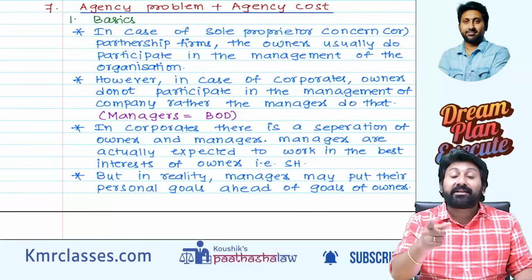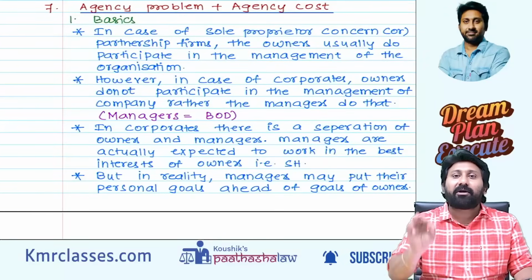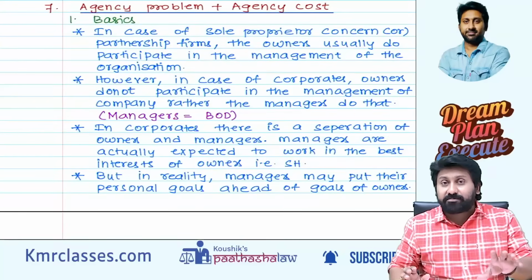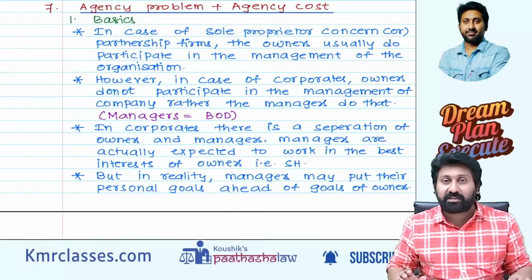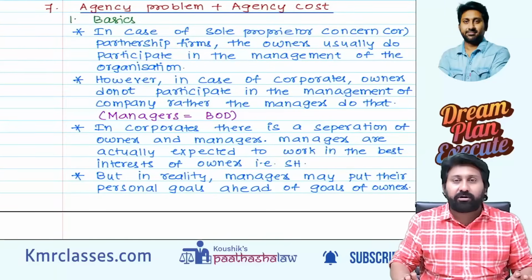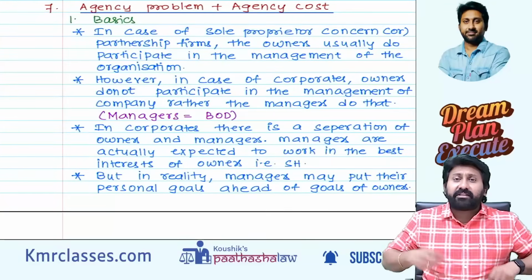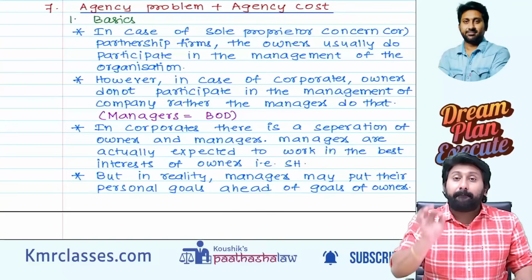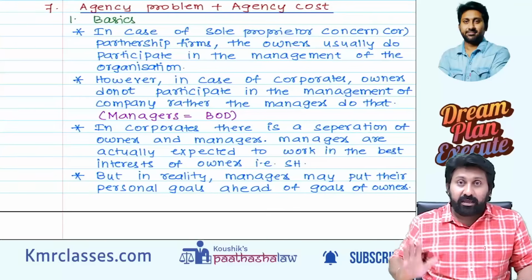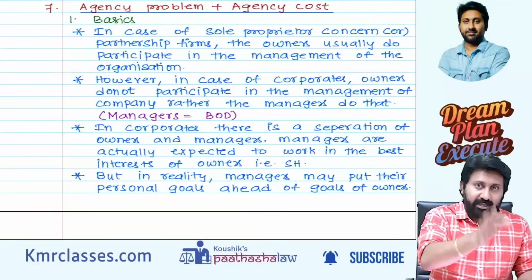Point 2, in case of a company, there is a separate person who will do that. Those people are called managers, simply the board of directors, management. Management will be the agents to the company. Company is an artificial person. It cannot do anything on its own. These managers have to do everything on behalf of the company. Therefore, management will become the agents to the company.